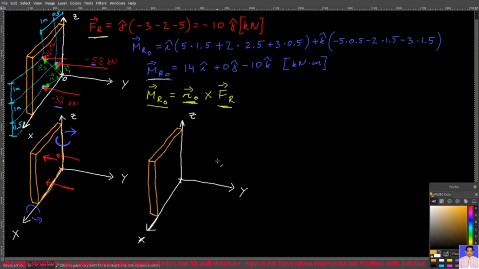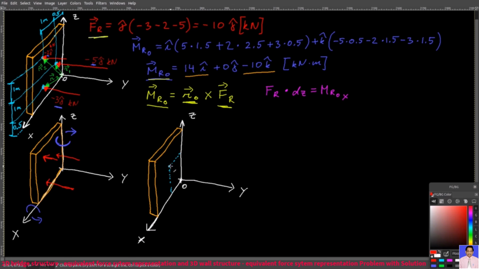Again, we have this wall here. We know that the resultant force only has the negative y direction. It only has j. But the resultant moment has an i component and a k component. So let's treat all these components separately as scalars. So for example, I'm going to say that FR times dz, the distance in the z direction from this point O, from the origin, will give me the x component of this resultant moment.